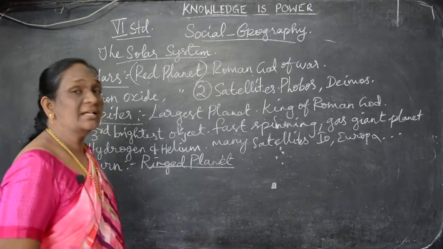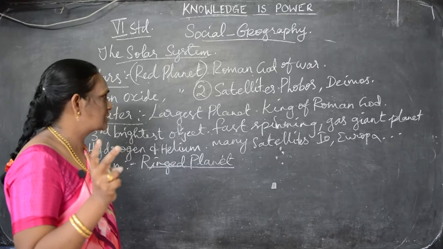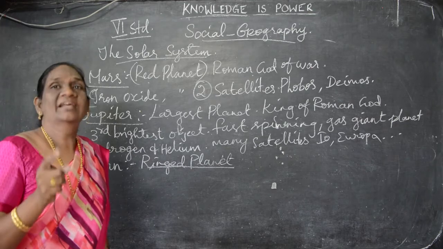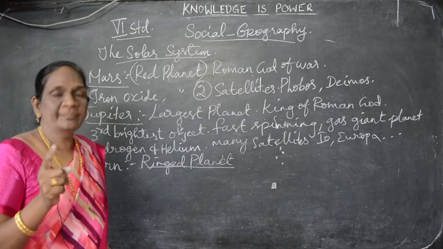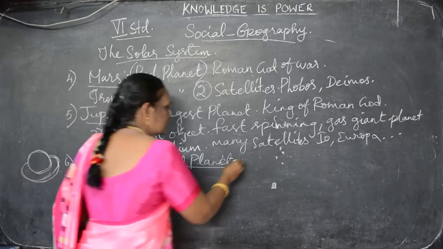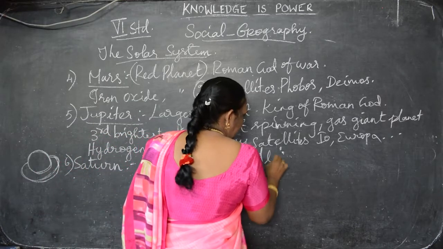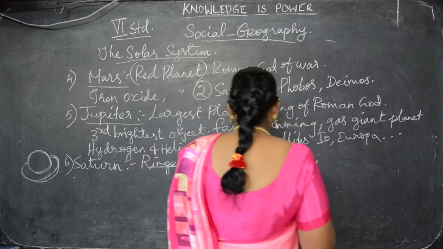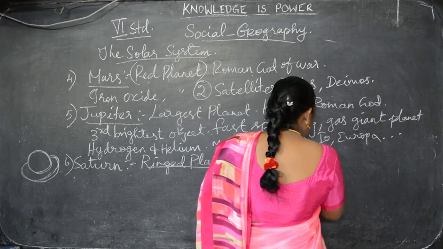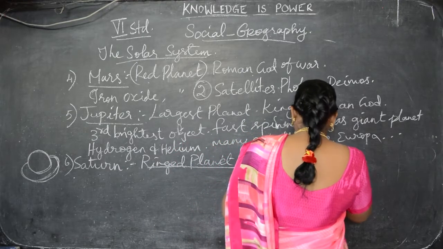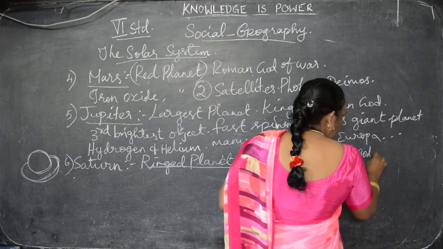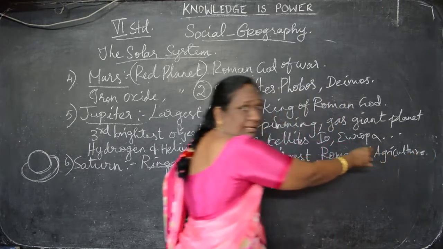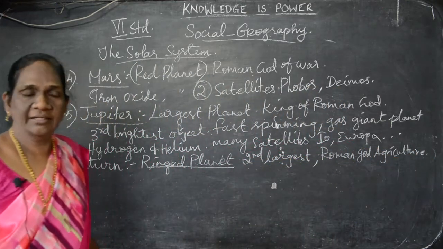Understand? And it is the second largest planet in the solar system. Which one is the first largest planet in the solar system? Tell me, children. Yes, very good. It is Jupiter. And the second largest planet in the solar system is Saturn. Understand? And it is named after the Roman god of agriculture. Can you follow?